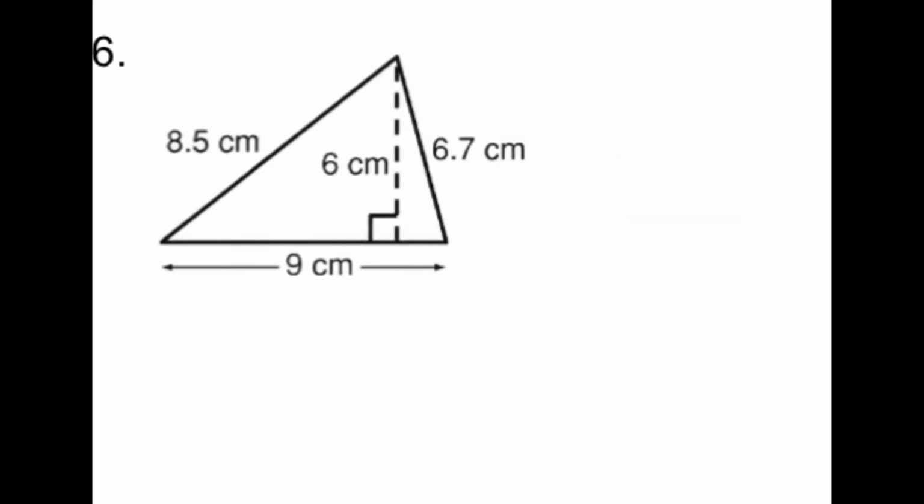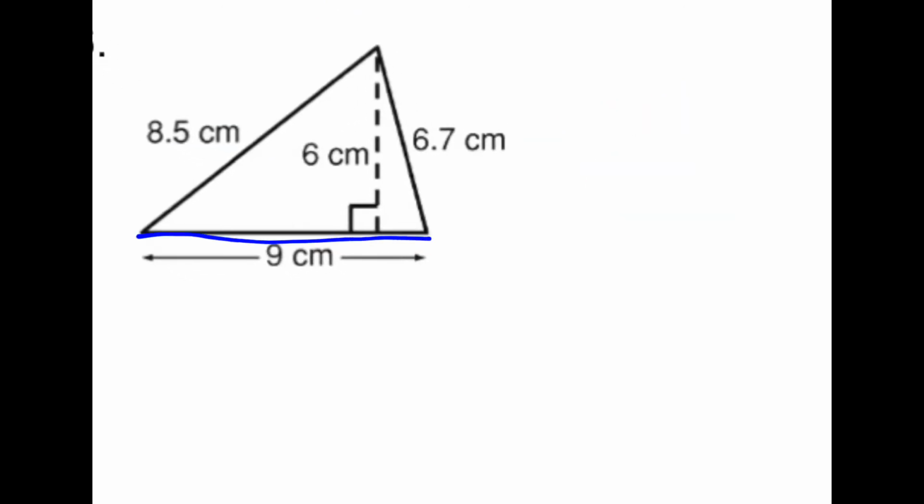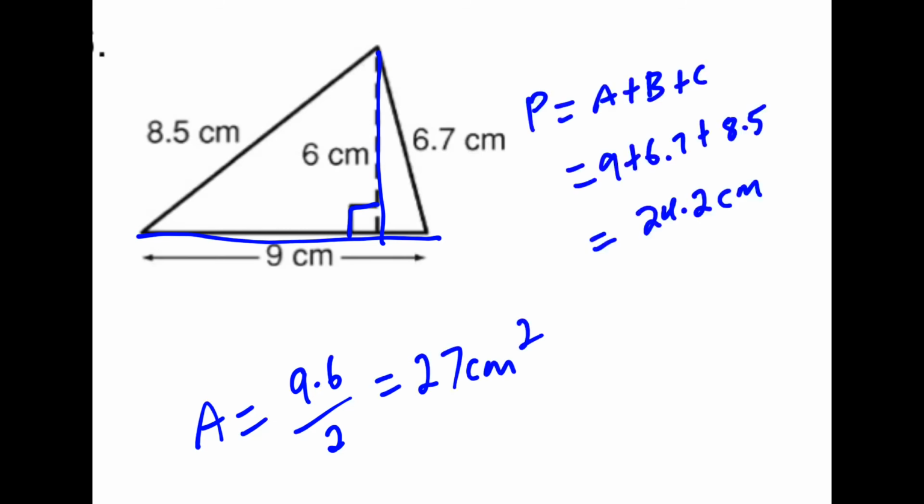For the base and height, number 6, the base is here at 9, and I look for the height that is perpendicular to that base, and it's 6. So for the area, that's 9 times 6 divided by 2. So 54 divided by 2 is 27 centimeters squared. To find the perimeter, though, I'm just adding together the 3 outside edges, a plus b plus c, 24.2 centimeters.